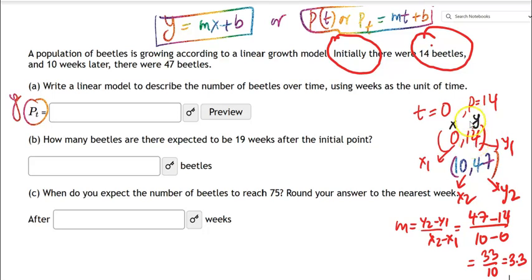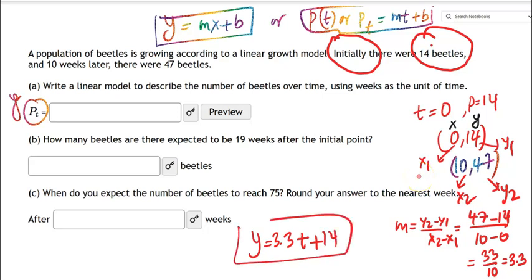So since I have a y-intercept which is 14 and I have a slope of 3.3, you have a function y equals 3.3t. We usually put t for x in this context, plus the y-intercept, 14. That's the equation or model. So here, write a linear model to describe the number of beetles over time using weeks as the unit of time. So the answer is going to be 3.3t plus 14.